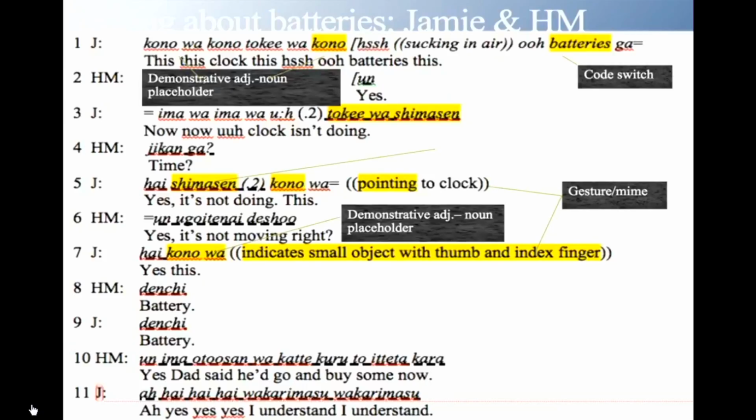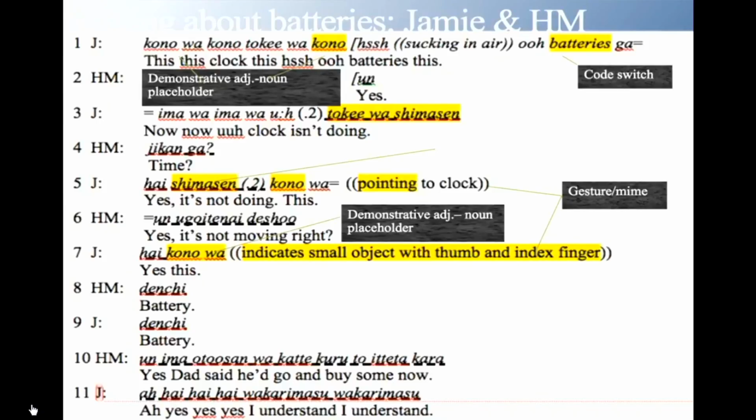Now, Jamie's eye gaze is withdrawn from the host mother for most of the entire utterance, lines 1 and 2, as indicated by the lack of the underline. The underlined portion indicates that she's looking at the host mother. She returns her eye gaze to her host mother in line 2 as she attempts to establish that the clock is not running. Here she uses the verb shimasen, which means "not doing." Shimasen is used as an all-purpose word placeholder for the verb running or moving. And this is the first pair part that projects a response from the host mother.